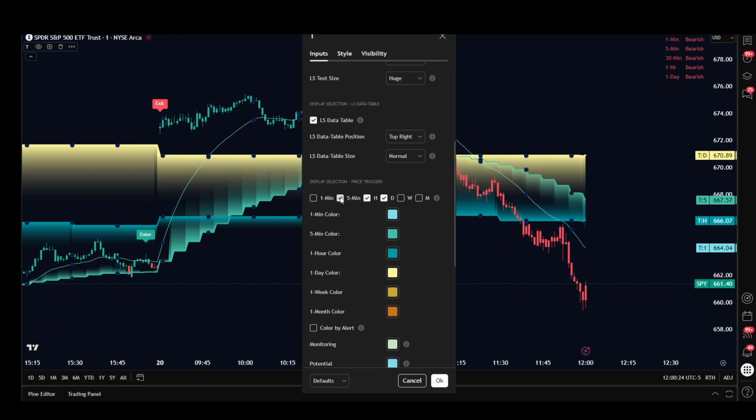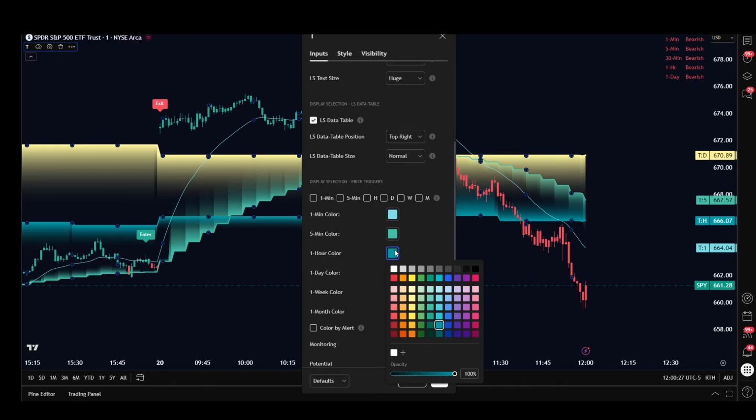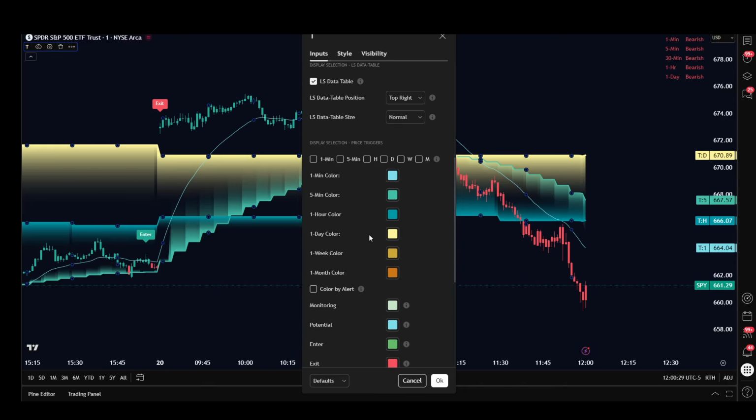Up next, you'll see the triggers. You can toggle these on, you can toggle these off, you can change the colors to whatever you want. Everybody has a different aesthetic, so choose what you like.